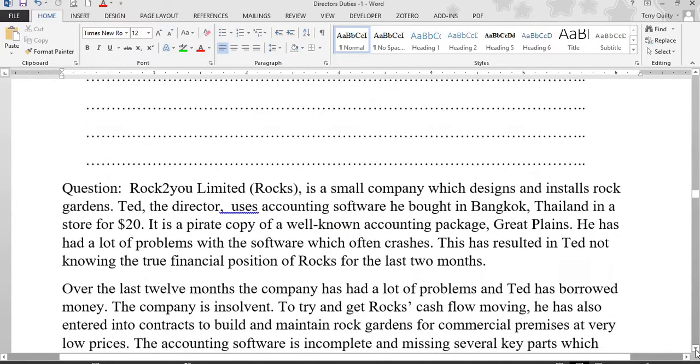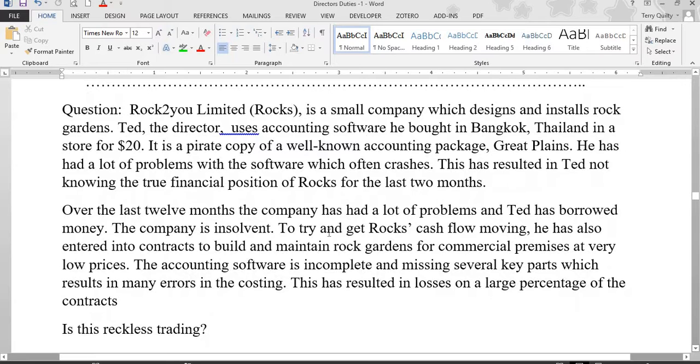Now, this example is asking you to consider whether this is reckless trading. However, it does have an overlap here, because what it says is the director Ted has bought himself some cheap software in Bangkok for 20 bucks. He gets Great Plains Accounting, which costs thousands. It's defective software, it crashes, so they really don't know the true position. Now that is most definitely a possible breach of section 300, because the accounting records do not allow the company to make proper decisions. So you could address this in terms of 300, but you're being asked to consider reckless trading, and it's certainly a contributing factor.